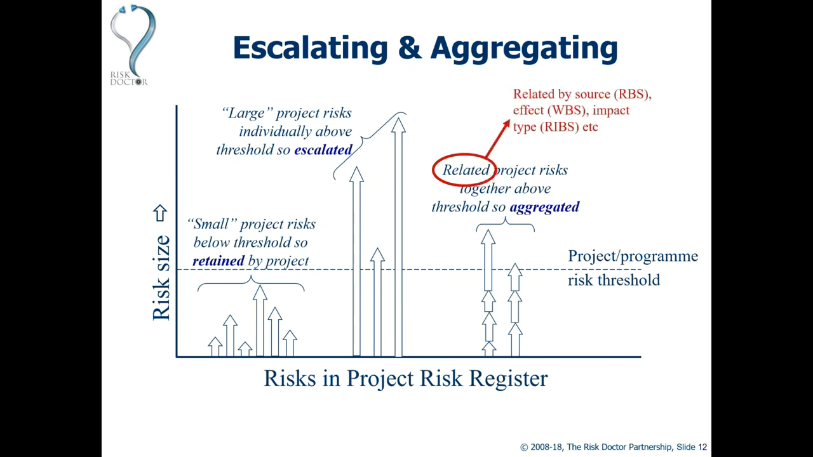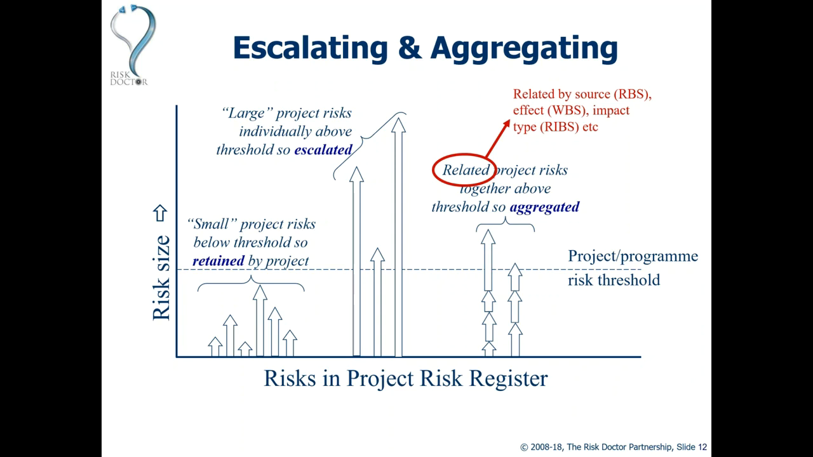Now, in order to do this, we need to know how to relate risks together. And risks can be related by their source, as I say, and this might be found in a risk breakdown structure. Risks can be related by the effect that they might have, the area of the project that could be affected, and we might find that by mapping risks into the work breakdown structure. Or we might relate them together by the type of impact that they could have, if they're cost risks, or schedule risks, or performance risks, or safety risks, or reputation risks. And the use of a risk impact breakdown structure, a RIBS, might be useful in this context.